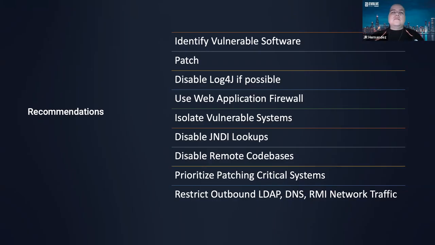Isolate the vulnerable systems. If you identify a system that's running log4j and is vulnerable, make sure you isolate that so that it doesn't communicate with external servers outside of the environment. Disable JNDI lookups, disable remote code bases, and prioritize patching, right? So if you can't patch every system in your environment, just make sure that you patch those mission critical ones, right? That would be ideal until everything else gets patched.